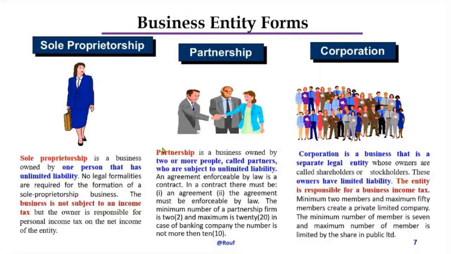Business entity forms. Basically three forms of business entity. One is sole proprietorship business, partnership business, and another one is corporation. Sole proprietorship business is a small business owned by one person that has unlimited liability. No legal formalities are required for the formulation of a sole proprietorship business. The business is not subject to an income tax, but the owner is responsible for personal income tax on the net income of the entity.